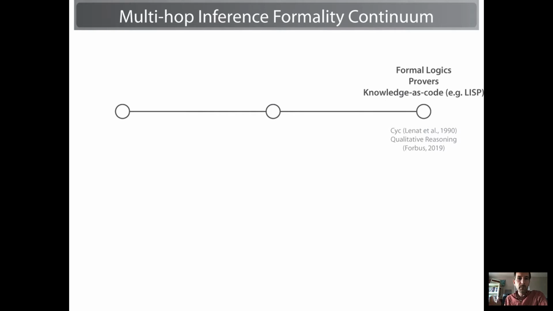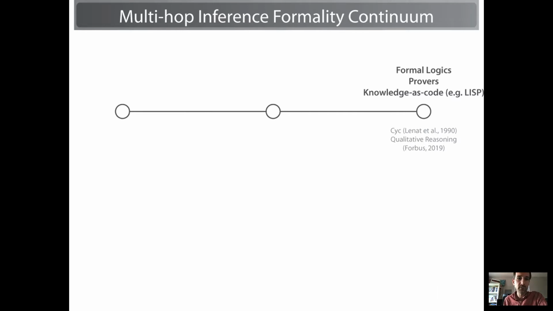Now, of course, combining multiple facts or knowledge to perform inference isn't new at all, and methods to perform inference tend to lay on a formality continuum. On one end of the continuum, as I've sort of drawn it here, we have formal logics, theorem provers, and even more qualitative approaches like Ken Forbus's qualitative reasoning framework that really tend to model knowledge and inference as code.